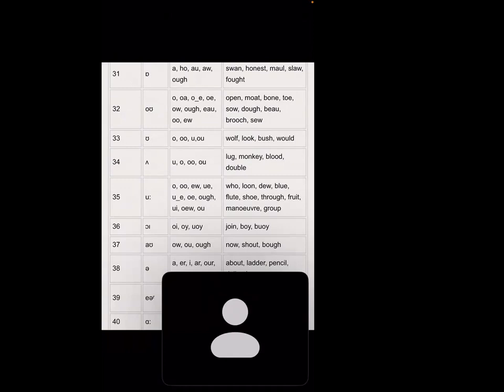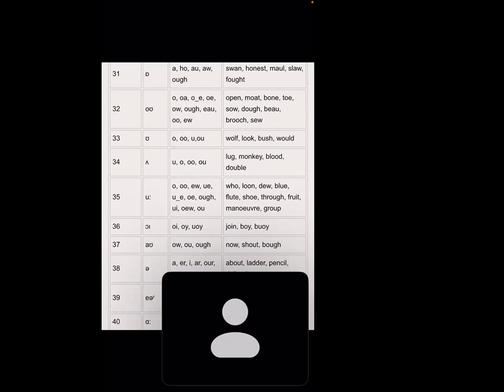We have oo, a short sound. So you have words like wolf, look, bush, wood. So we don't say look at me. We say look at me. Bush, wood, because we have the short sound.